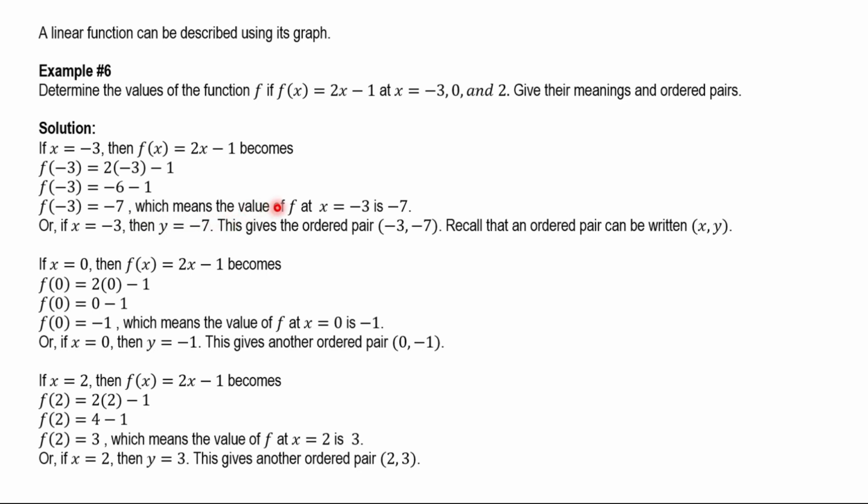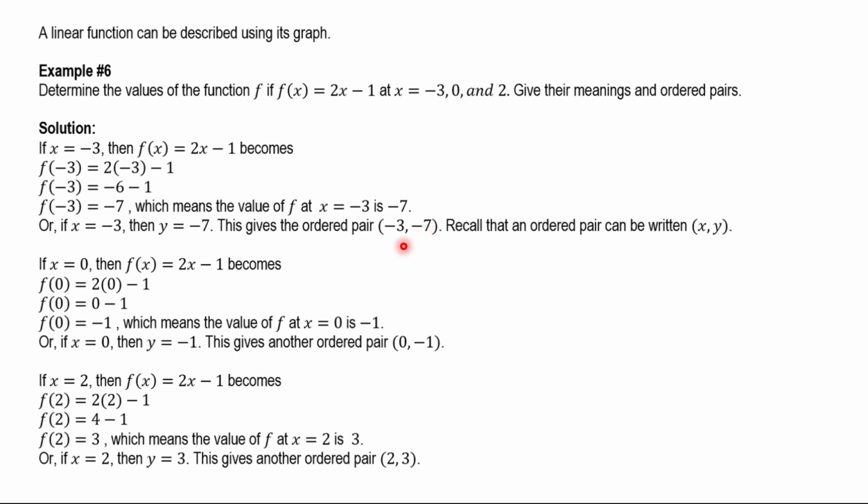Which means the value of f at x equals negative 3 is negative 7. Or if x equals negative 3, then y equals negative 7. This gives the ordered pair negative 3, negative 7. Recall that an ordered pair can be written in the form of x, y. So, going back to the earlier discussion, negative 3 is the value of x, negative 7 is the value of y. The input and the output. That is the result of our substitution.